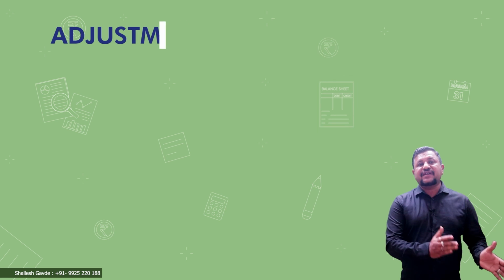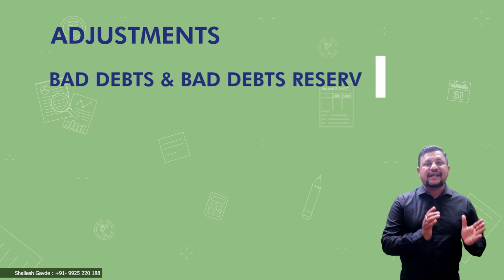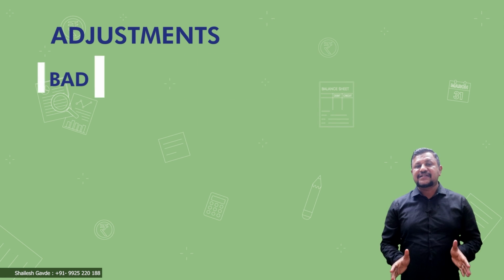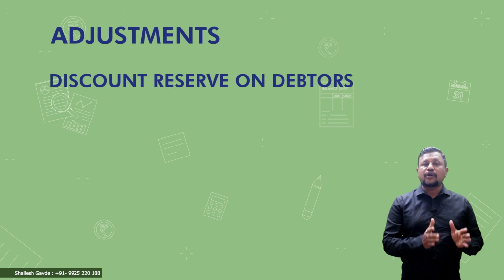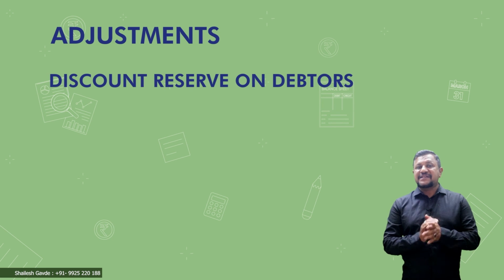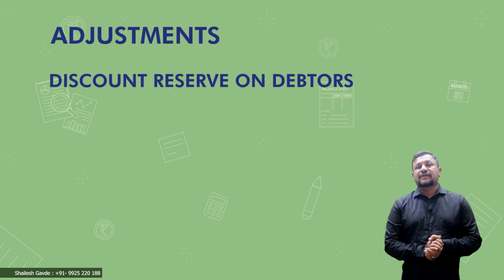Now with the previous adjustment of bad debts reserve, we'll add one more adjustment, that is discount reserve on debtors. Well, first we'll understand the term discount reserve on debtors.